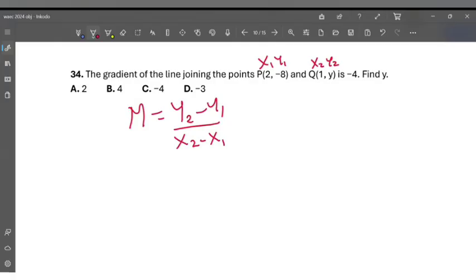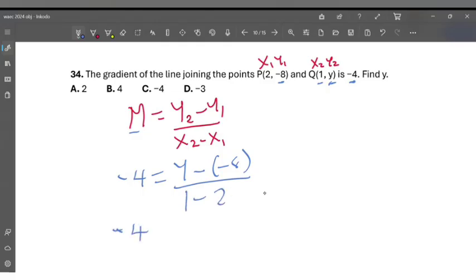All right. So the formula says y2 minus y1. What is y2? I can see y2 is y. I'm looking for it. And I'm given the gradient as -4. So in place of m, I'll put -4. So I have that -4 is equal to y2, which is y I'm looking for, minus y1. y1 is -8, that is minus minus 8, all over x2, which is 1, minus x1, which is 2. So -4 is equal to y plus 8 all over 1 minus 2, which is -1.